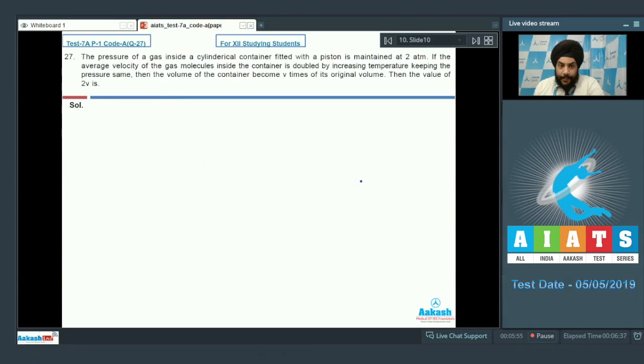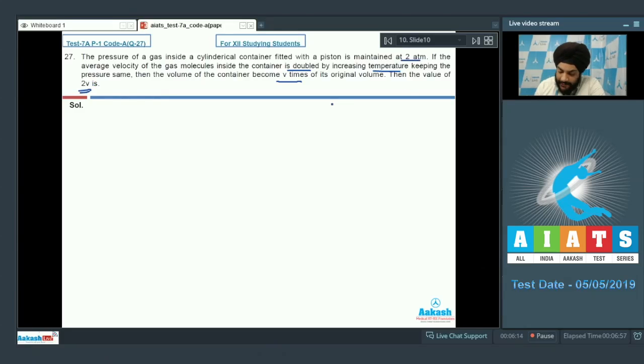Question number 27. The pressure of a gas inside a cylindrical container fitted with a piston is maintained at 2 atmosphere. If the average velocity of the gas molecules inside the container is doubled by increasing the temperature, keeping the pressure same, then the volume of the container becomes V times its original volume. And the value of 2V is.